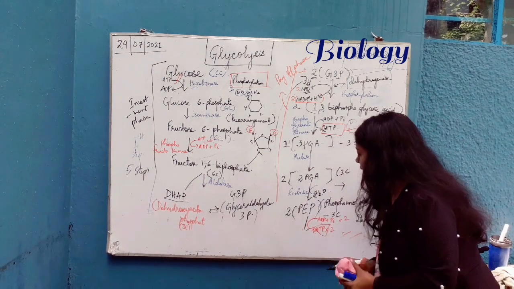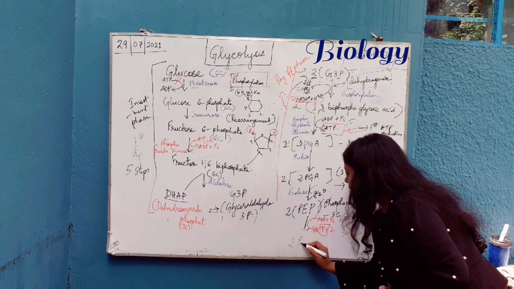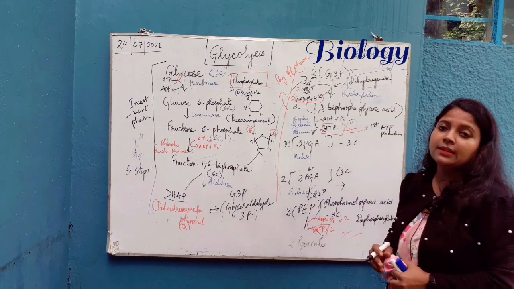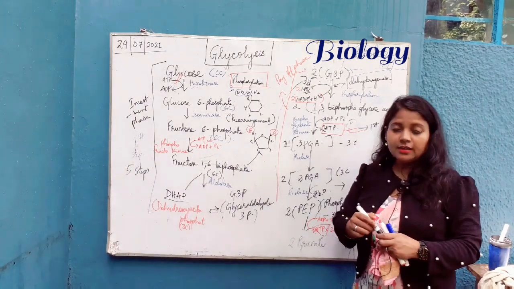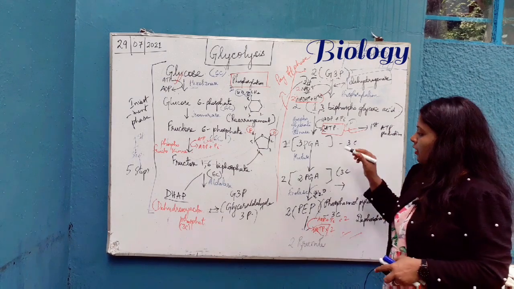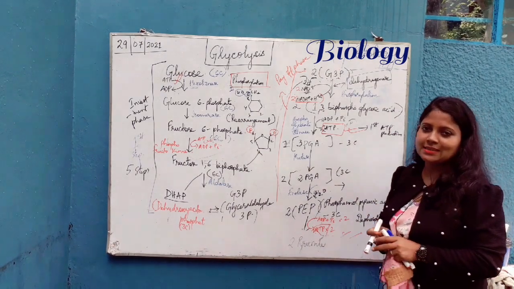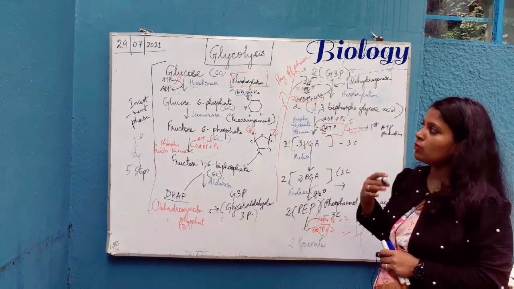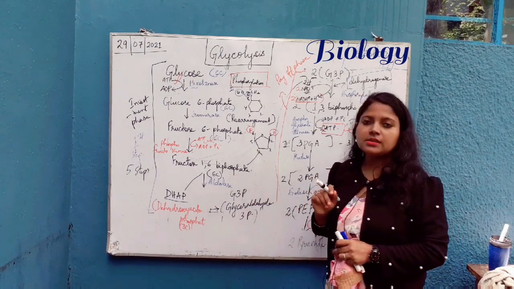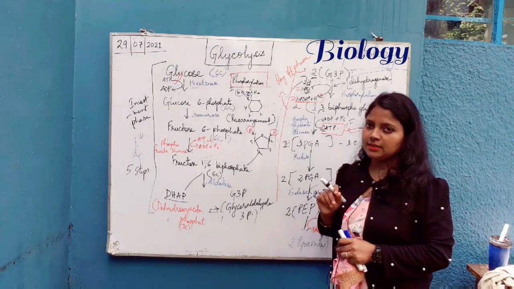So I will be writing it again. 2 pyruvate, 2 molecules of pyruvate, is produced at the ending stage of glycolysis. Okay, so now the whole process, let us discuss again. The overall view of glycolysis: just the first state, that is, glucose is needed in the cell.